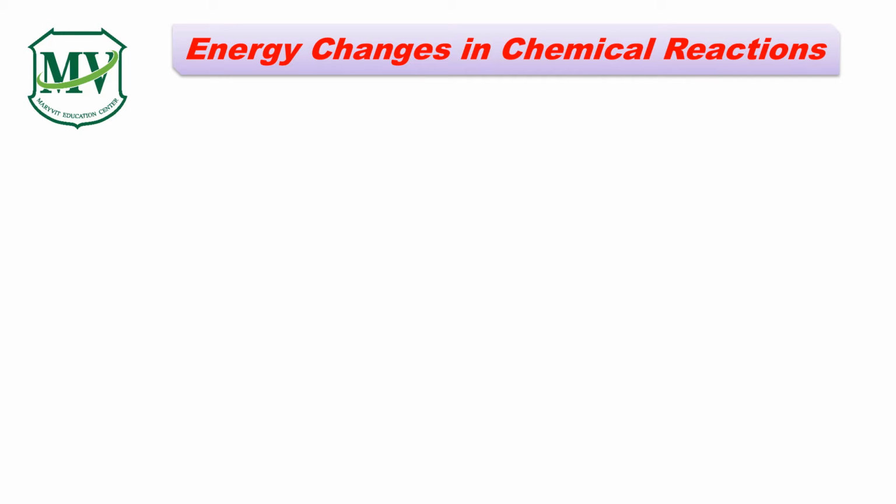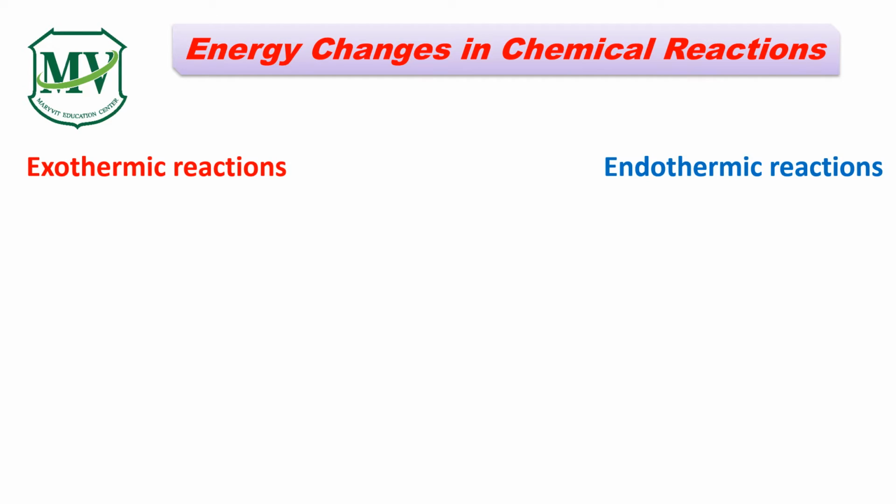All chemical reactions involve energy. Many of them release energy to the surroundings and others absorb energy from the surroundings. According to the law of conservation of energy, energy cannot be created or destroyed in a system. Therefore, in a chemical reaction, the energy change is the difference of the stored energy between the reactants and the products. Now, we have here the two types of chemical reactions, which are the exothermic reactions and the endothermic reactions.